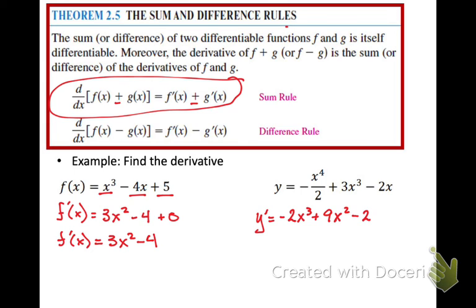So did you guys get negative 2x cubed plus 9x squared minus 2? Yes. Okay. So really, is this anything different than just doing it by parts? That's it.